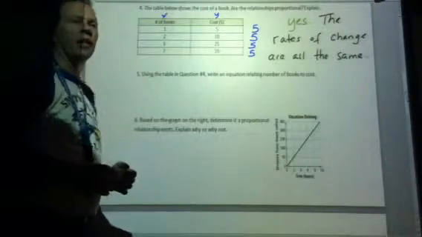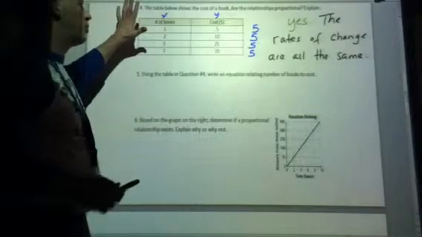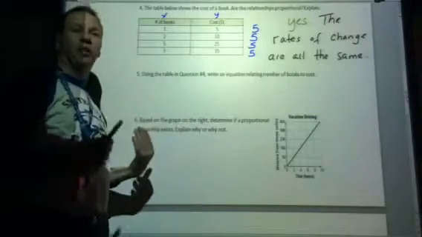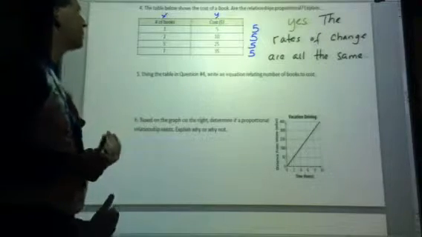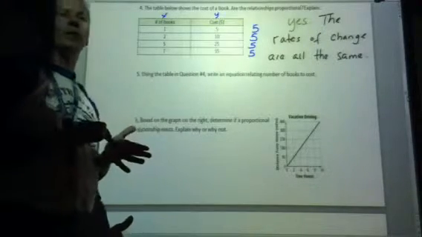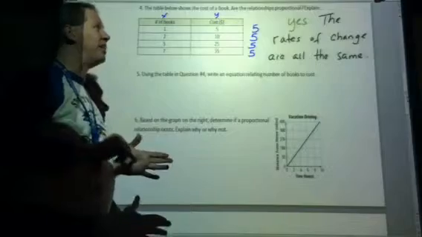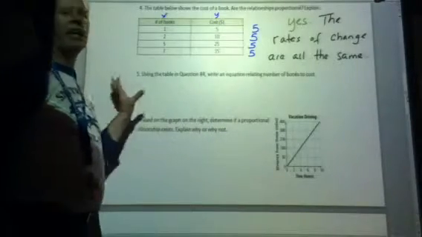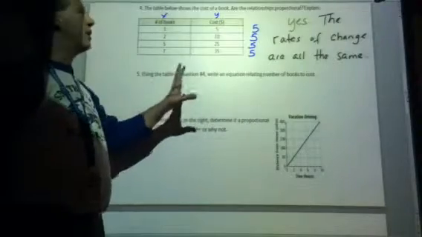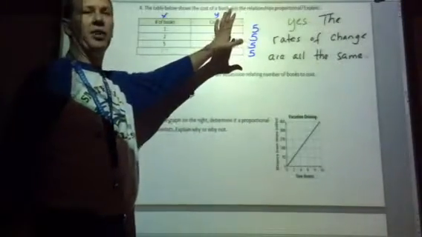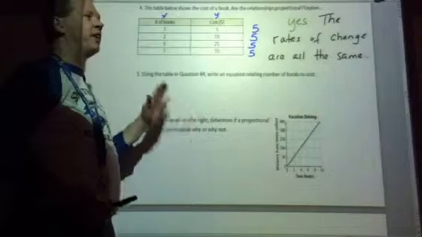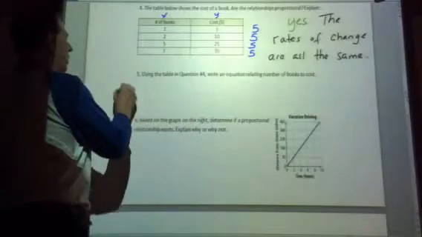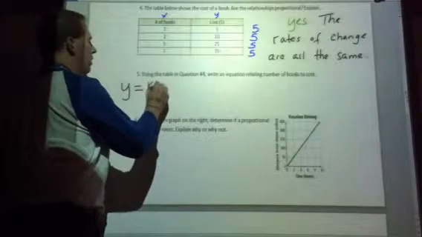All right, number 5 says that we're going to use the table in question 4, and we're going to write an equation relating the number of books to the cost of those books. The only way that we're going to be able to write an equation for this is if our rates of change are all the same. We can't answer question 5 if this is not a proportional relationship. At least we can't answer it in the format that we're looking for, because the equation that we're going to write is in the form y equals k times x.